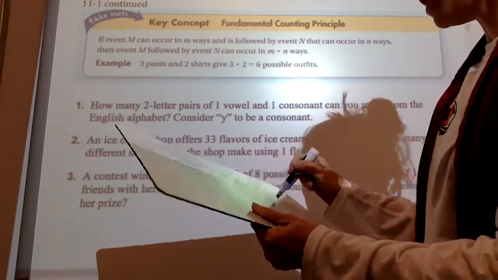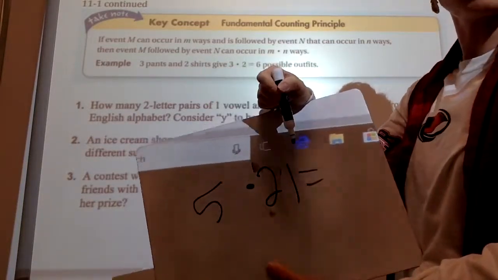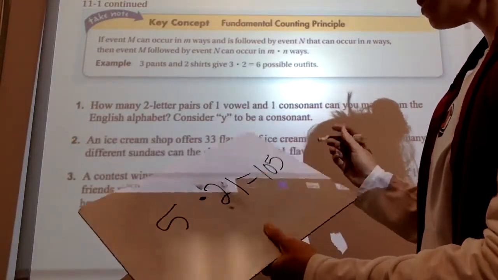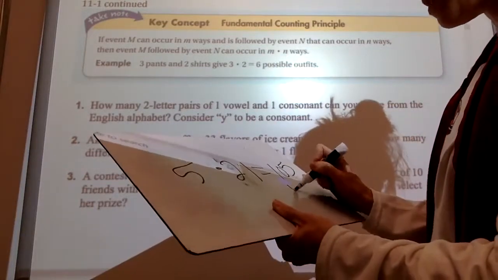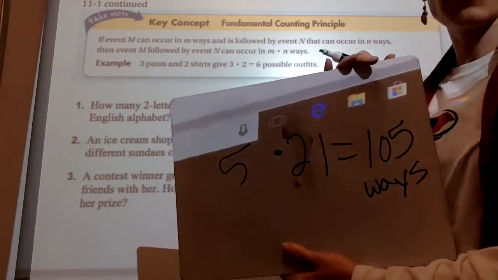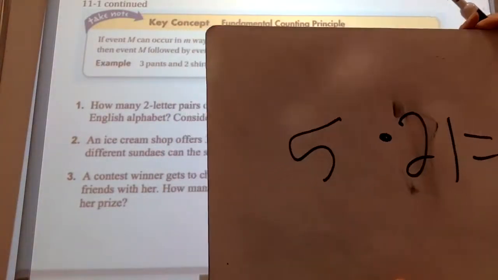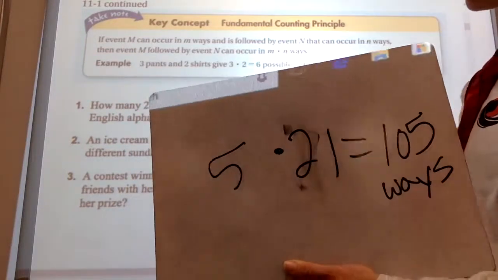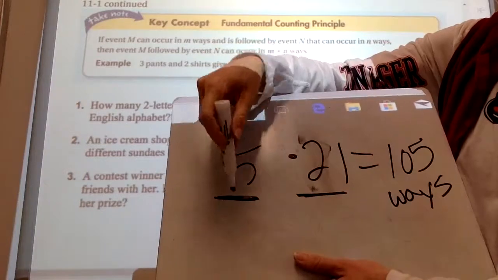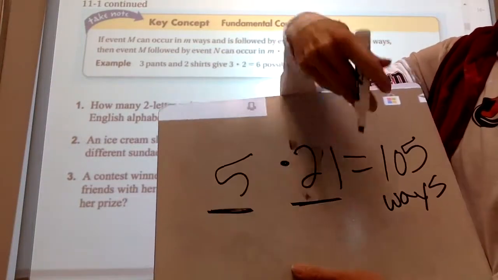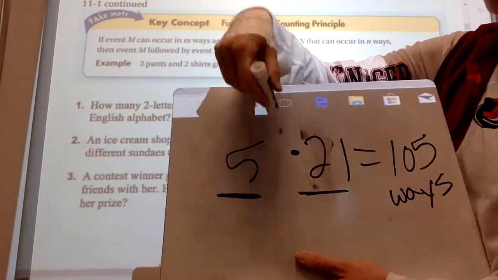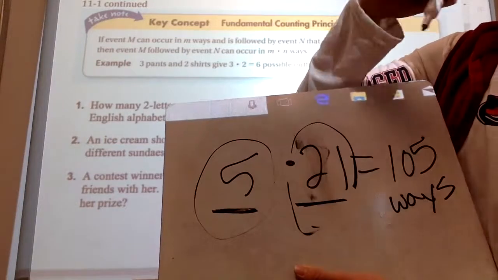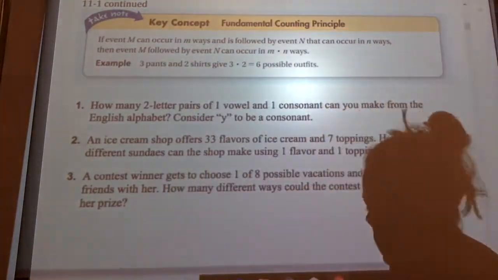So I would take 5 times 21, because there's 5 vowels and 21 consonants. I'm picking one of each, which is what? 105? So I'd say 105 ways, right? And you'd have to label that. 105 ways that I can pick 1 vowel and 1 consonant. That's because here's a letter and here's a letter. That makes a pair. Vowel, consonant. It's a pair. So you'd say how many are in the first category, how many vowels are there, how many are in the second category, how many consonants there are, and then you multiply. Okay. Let's try another one.